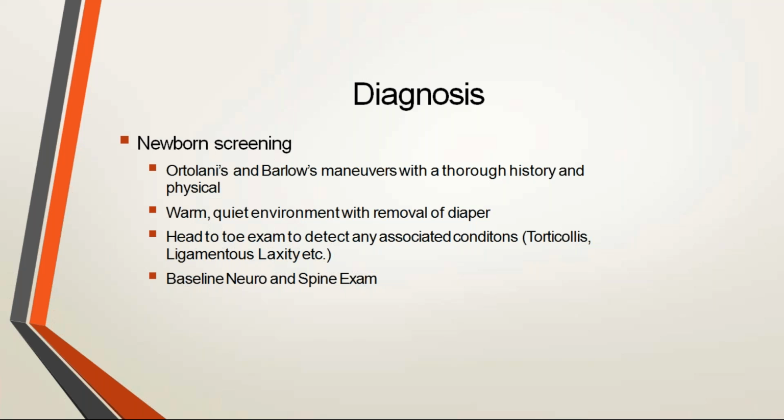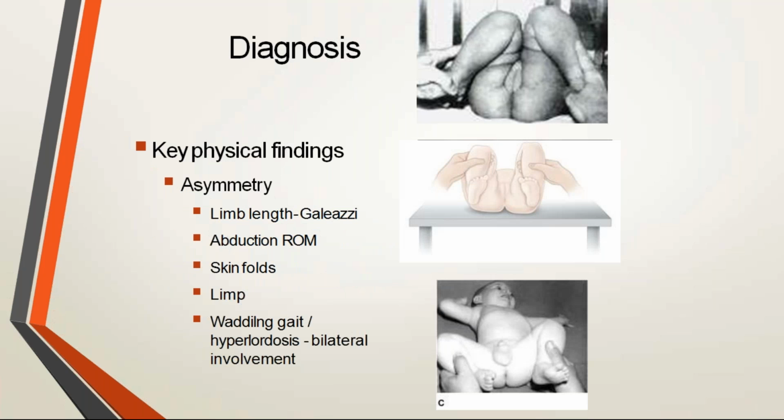And the other thing, as we already discussed, there are many associated abnormalities with DDH. You will have to perform a head-to-toe examination to rule out any cerebral palsy, torticollis, or other ligamentous laxity, like dislocatable shoulders and all. Neurological and spine examination. These babies are generally combined with spina bifida and all. So you need to rule out all those conditions. So you need to perform head-to-toe examination, spine and neurological examination.